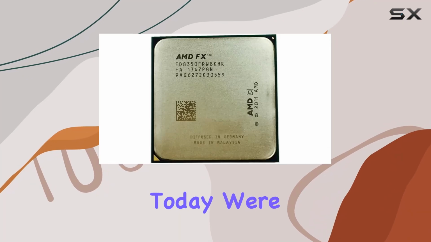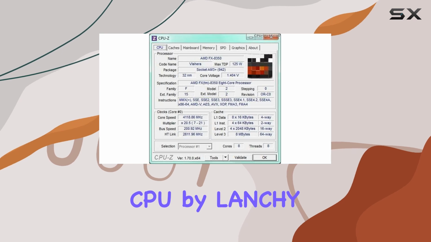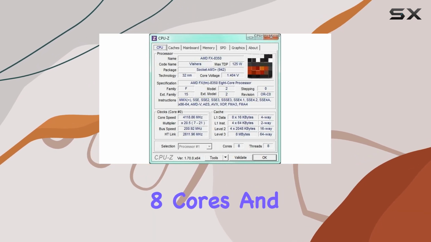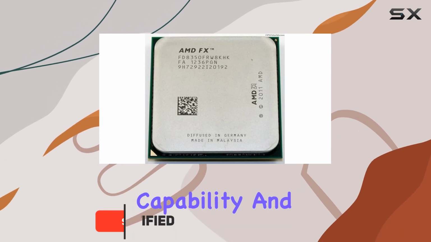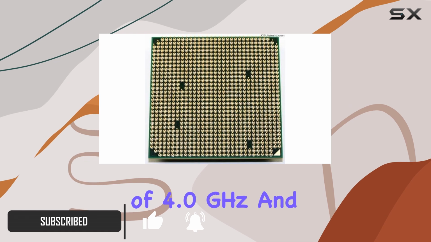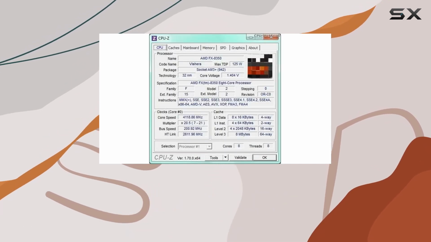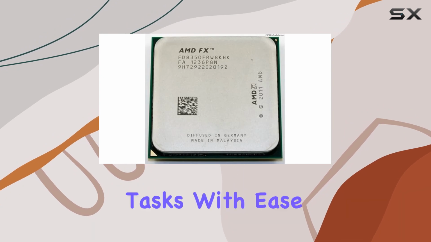Hey everyone, today we're diving into the powerhouse that is the AMD FX-8350 CPU by Lanchi. Packed with 8 cores and 8 threads, this processor delivers unparalleled multitasking capability and raw processing power. With a base clock speed of 4.0 GHz and the potential to boost up to 4.2 GHz, this CPU is ready to tackle your most demanding tasks with ease.